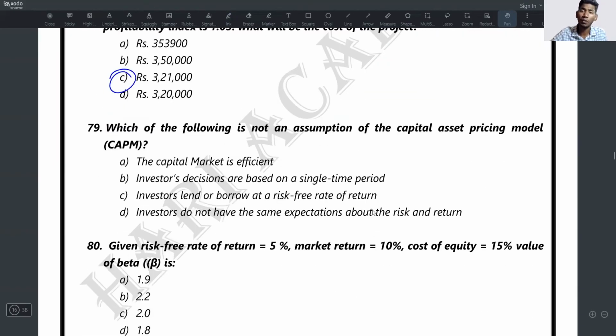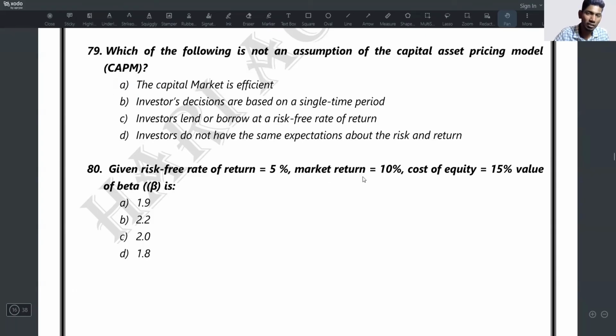Question 79. Which of the following is not an assumption of the capital asset pricing model? Option A, the capital market is efficient. Option B, investor decisions are based on a single time period. Option C, investors lend or borrow at a risk-free rate of return. Option D, investors do not have the same expectation about the risk and return. So the right answer is Option D, and you can easily answer this type of question. It's quite easy.